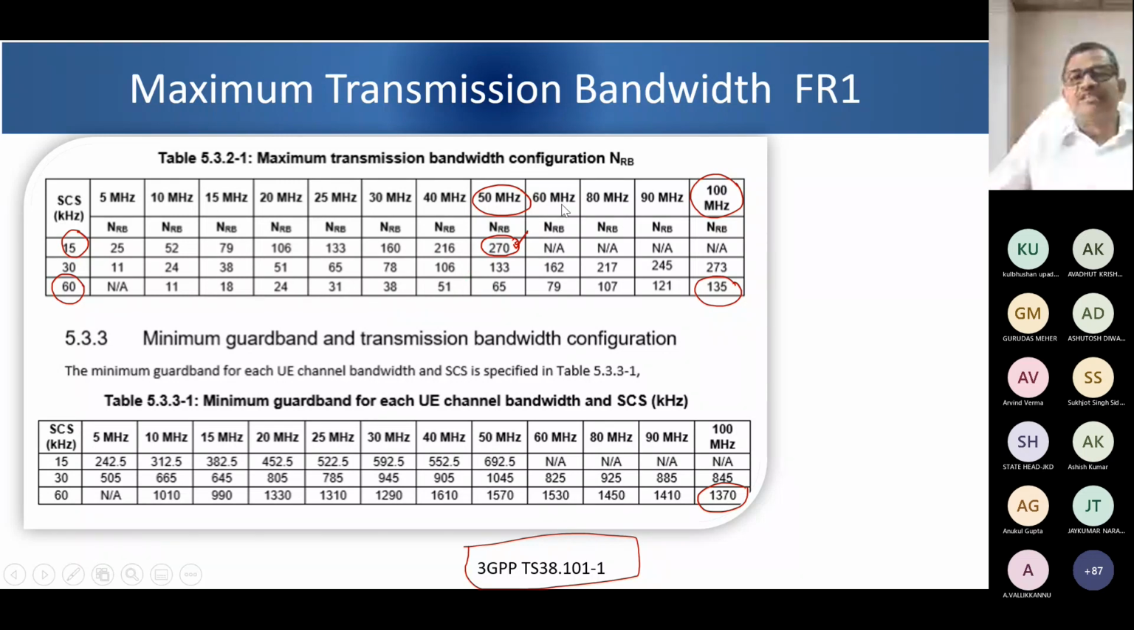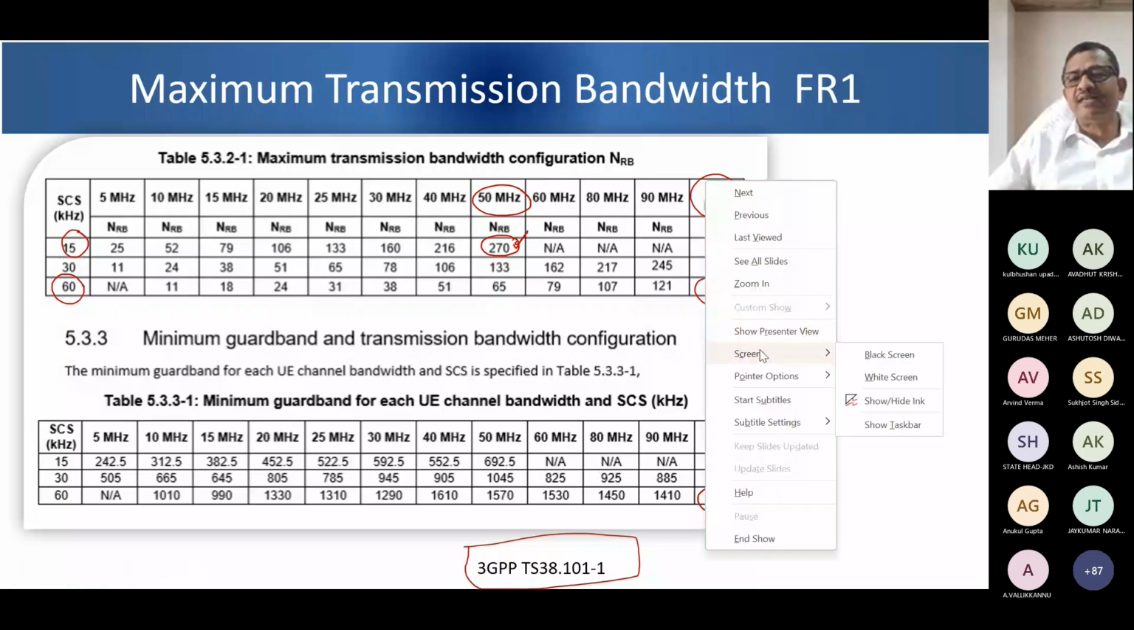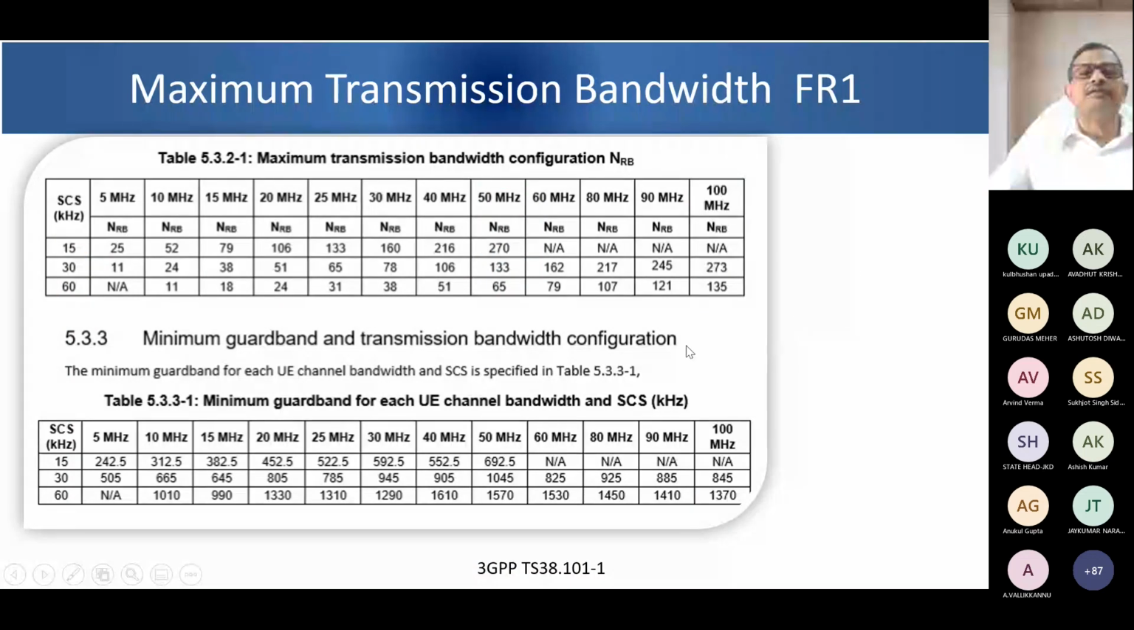So now my question is, just see this table and try to find out some of the key aspects. Can somebody just look at the table and tell me the key aspect of it? This table is for frequency range 1. Just look at subcarrier spacing 15 kilohertz, that is numerology 0. You just see that after this point, they have given not applicable. So that means after 50 megahertz, they have given not applicable.